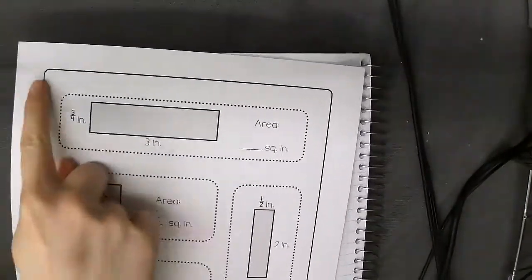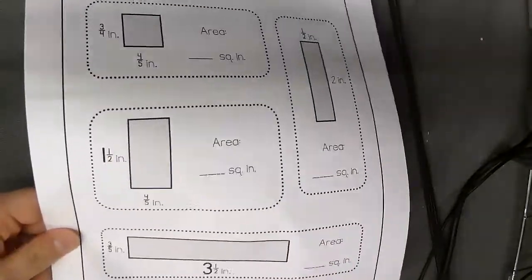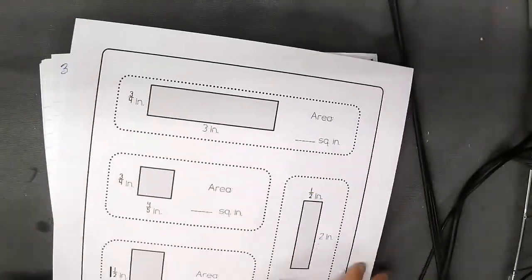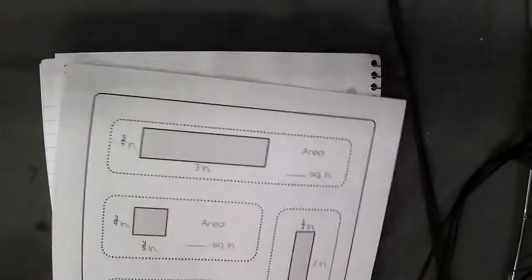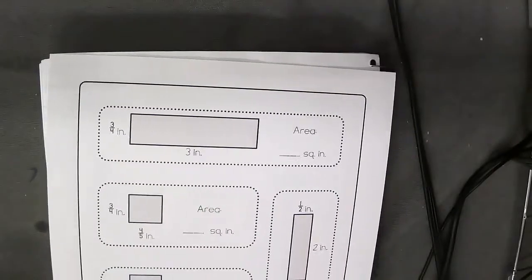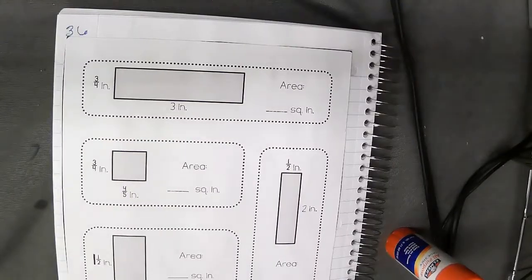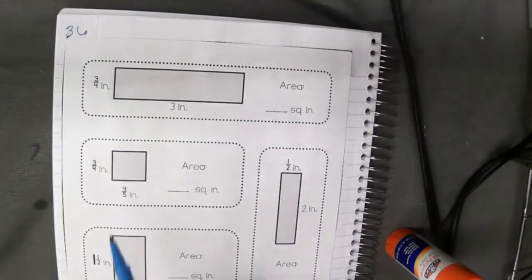So let's go ahead and turn to the next page, which is page 36. And I'm going to take this page right here, cut all along the black border. Don't cut out the individual shapes, just cut out the black border and paste it down. All right, now that we have that pasted down, we'll go ahead and work through these problems.